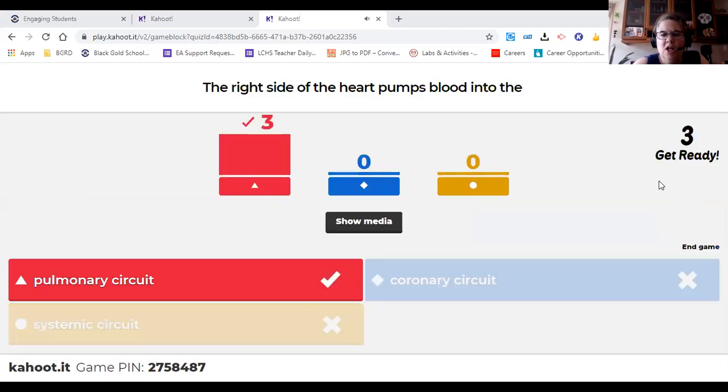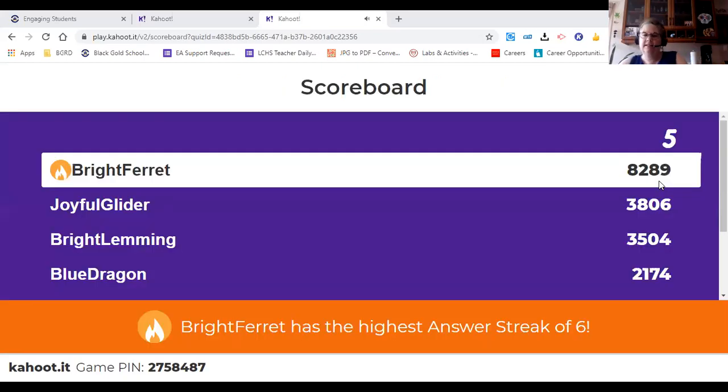Pumps it into the pulmonary circuit because it goes to the lungs, and pulmonary is lungs. All right.